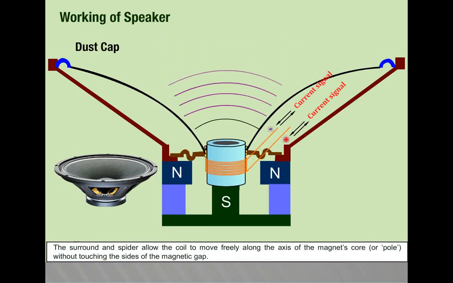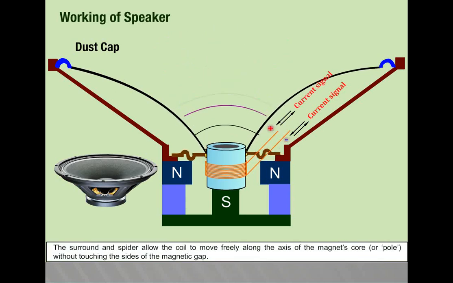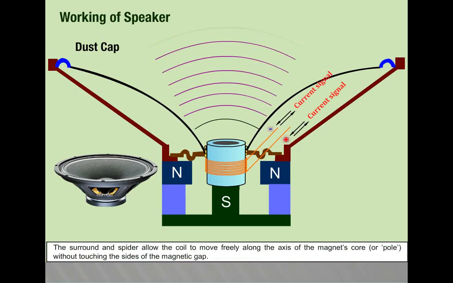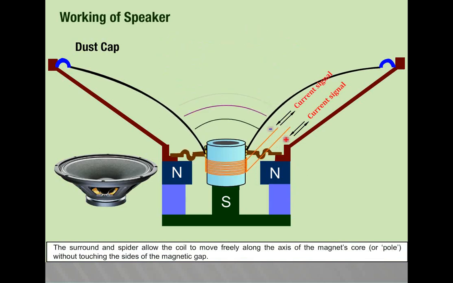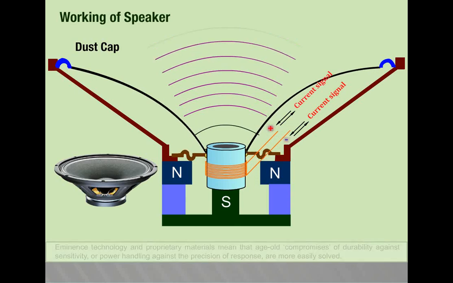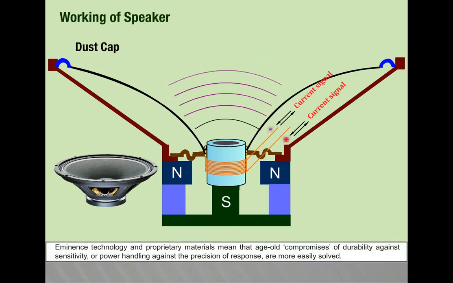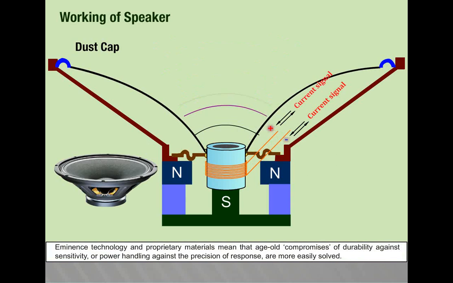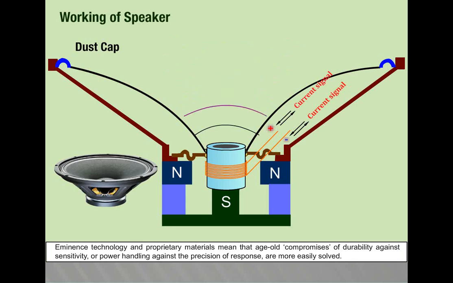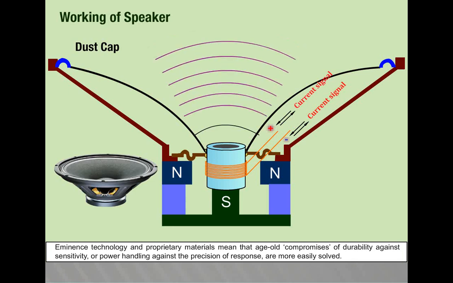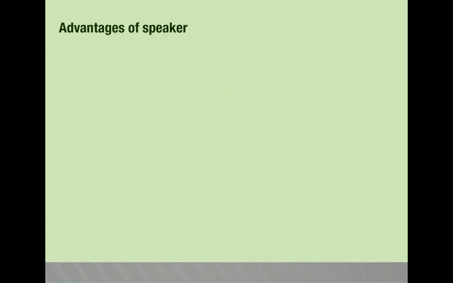The surround and spider allow the coil to move freely along the axis of the magnet's core or pole without touching the sides of the magnetic gap. Eminence technology and proprietary materials mean that age-old compromises of durability against sensitivity or power handling against the precision of response are more easily solved.